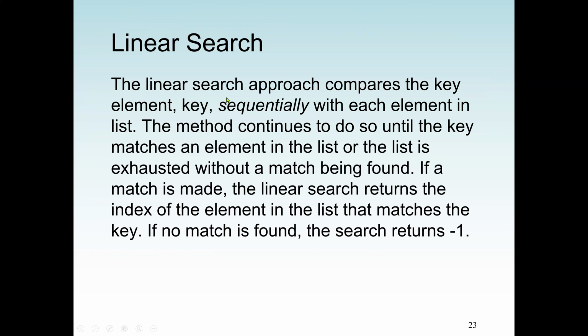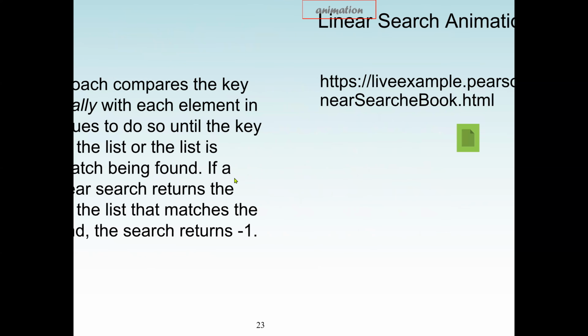So here we say the linear search approach compares the key element, which is key, sequentially with each element in the list from beginning to the end. The method continues to do so until the key matches an element in the list, or if it doesn't match, until it reaches the end of the list.